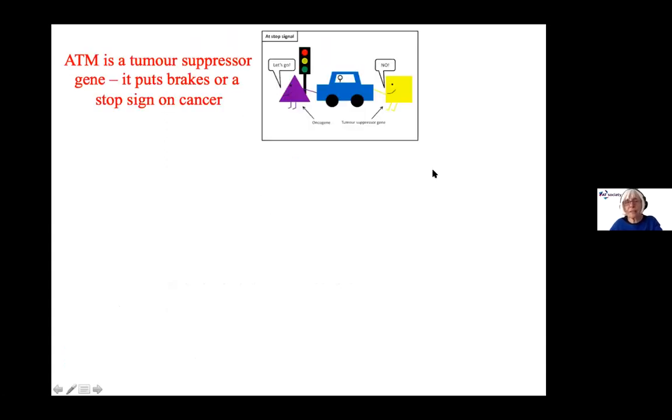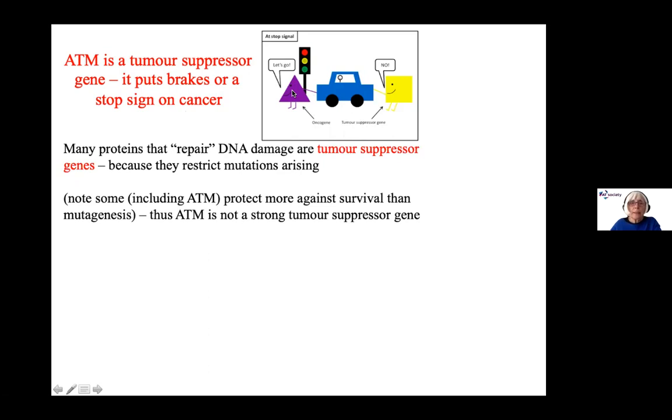So I kind of found this on the web. ATM is called a tumor suppressor gene because it's suppressing cancers arising, tumors. It puts the brakes or a stop signal on a tumor. So you can think of this as a tumor. This is a tumor suppressor, which is stopping this moving along towards cancer. And this is called an oncogene, which is pro-cancer. Many of those proteins that repair our DNA damage are tumor suppressor genes because they restrict mutations arising.